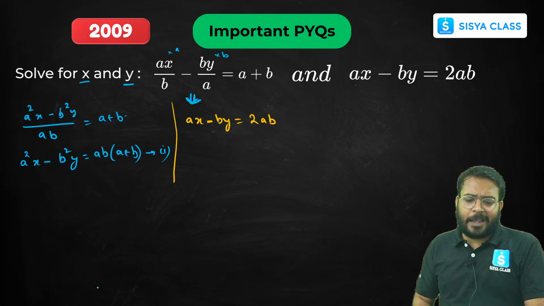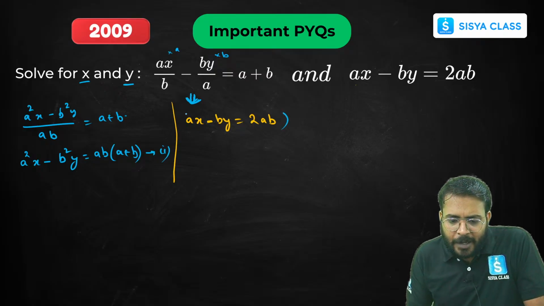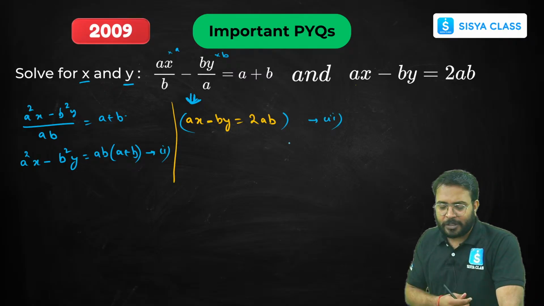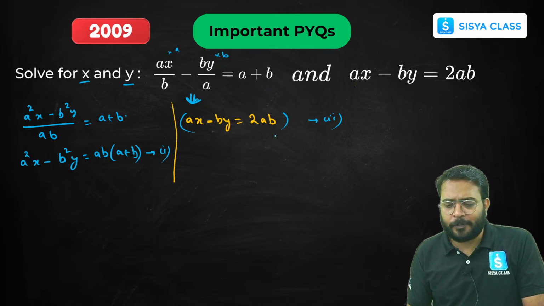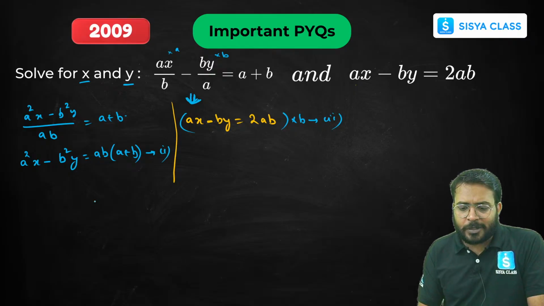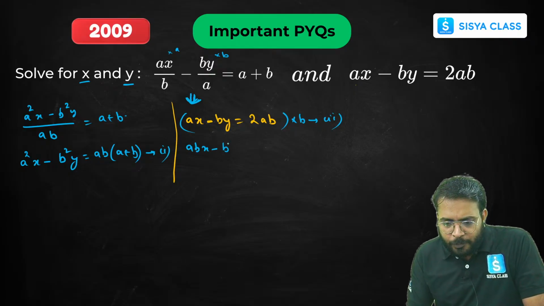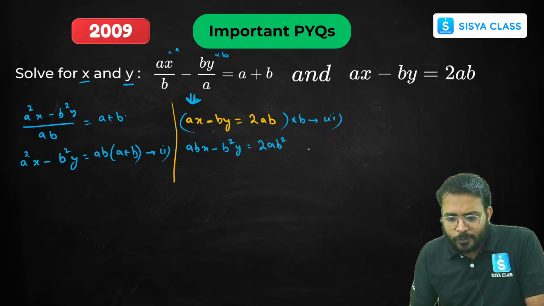In order to eliminate x, you need to multiply this whole equation 2 with a, and in order to eliminate y, you need to multiply the whole equation with b. Why with b? Because here the coefficient of y we need to make the same. So I am going to multiply my whole equation with b, and I am going to get abx minus b square y is equal to 2ab square. This is going to be my equation 2.